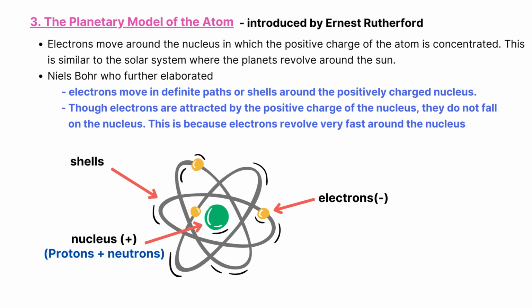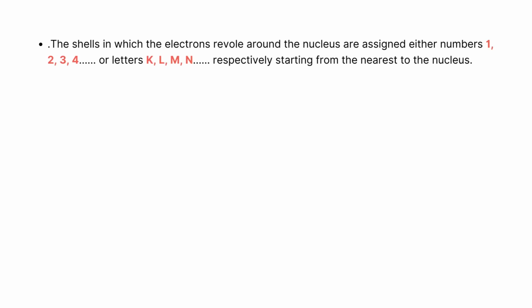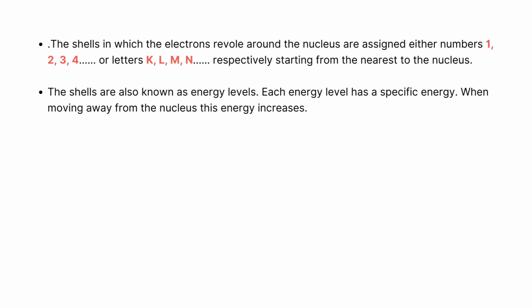Now if you look at this diagram, you can see this tiny part is the nucleus of the atom, and inside the nucleus there are two subatomic particles, the protons and the neutrons. Here you can see in this diagram these are electrons which are moving around the nucleus in definite paths or shells. The shells in which the electrons revolve around the nucleus are assigned either numbers 1, 2, 3, 4, or letters K, L, M, N, respectively, starting from the nearest to the nucleus. The shells are also known as energy levels. Each energy level has a specific energy. When moving away from the nucleus, this energy increases.